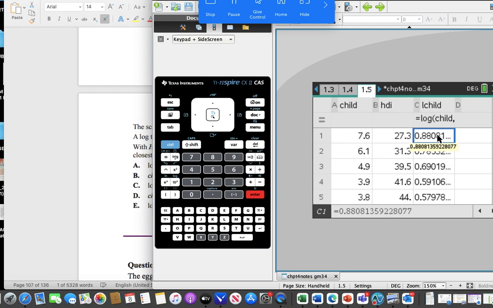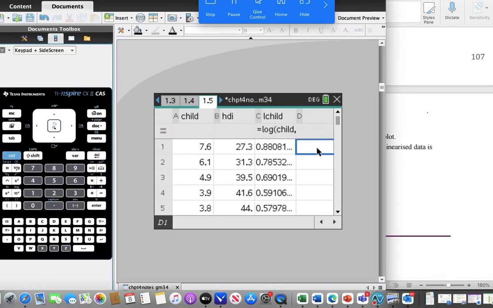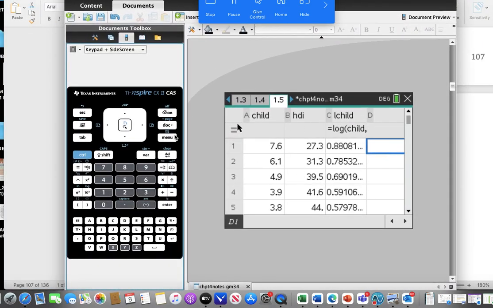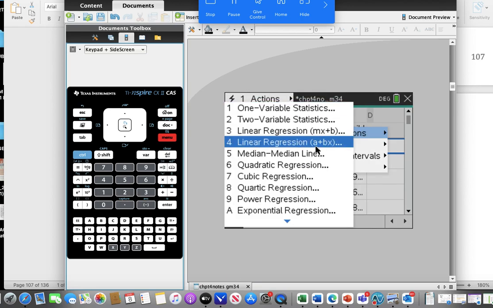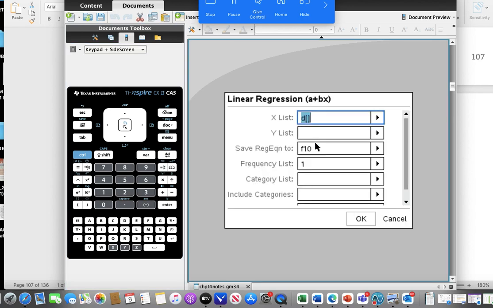This time I got numbers. Remember previous ones, sometimes it says log. Doesn't matter, it's still going to work. So then, I'm just trying to move this over. Then I want to get the equation. I need to get the A and B value. So linear regression, A plus BX.